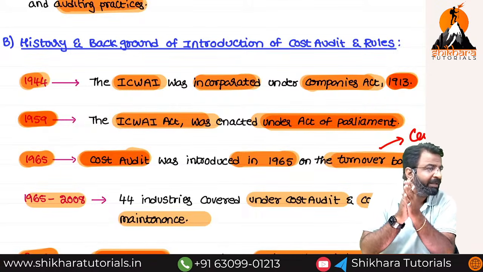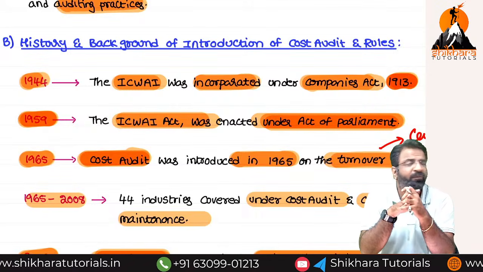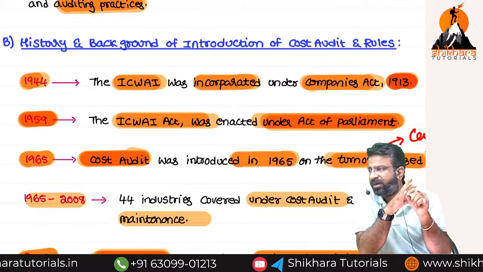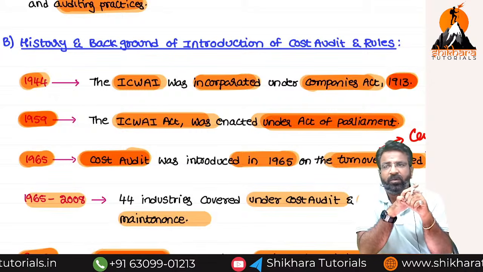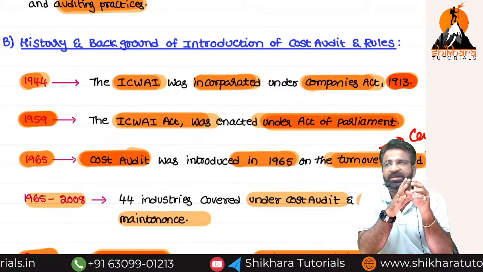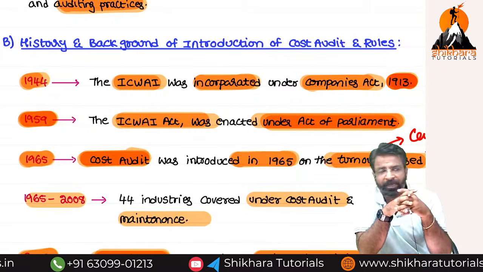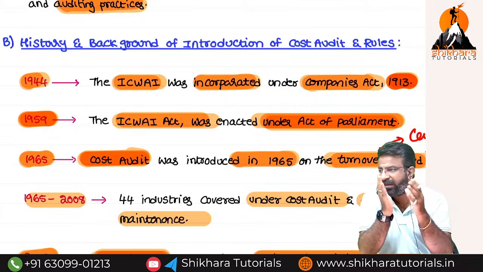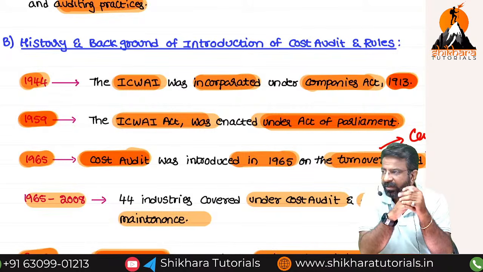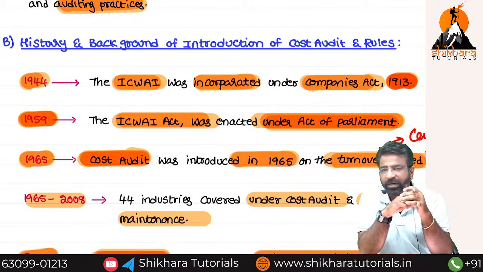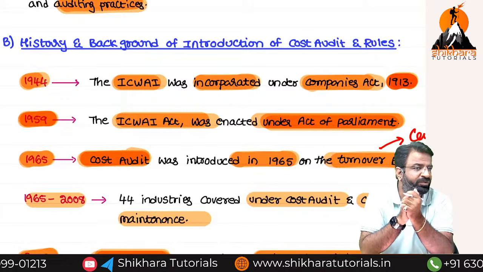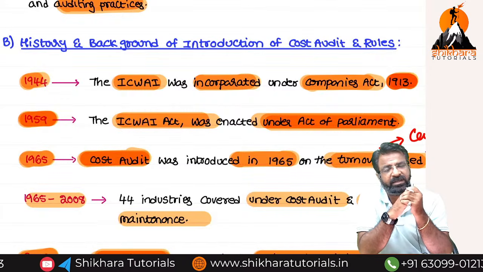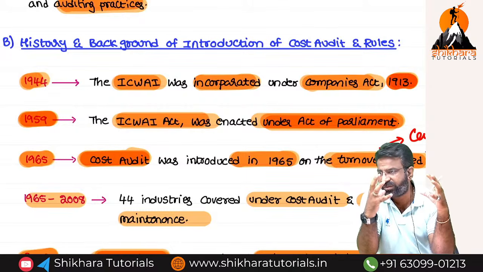Then finally, in 1965, first time the cost audit was what? Introduced. And I hope I remember I told you that first industry also. What was the first industry on which cost audit was conducted? It was cement industry. And after that, from 1965 to 2008, we had 44 industries altogether in India on which cost audit was happening. Then later on in 2008, government realized let's squeeze the industries into 39.